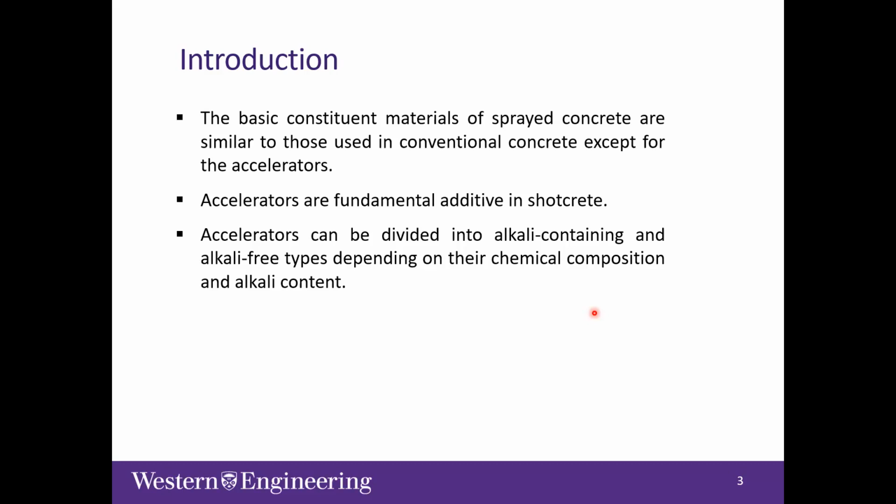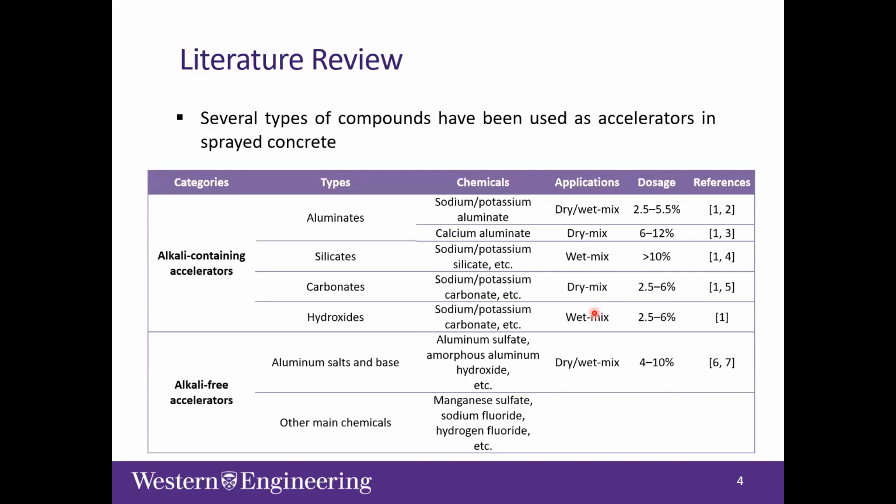The accelerators can be divided into alkali-free and alkali-containing accelerators depending on their chemical composition. And in literature, several accelerators have been studied. As you can see in this table, it illustrates some of the types of accelerators along with the chemical composition, mode of action, and the recommended doses, which range between 2.5 to 6%.